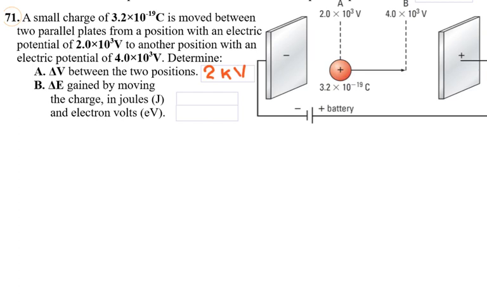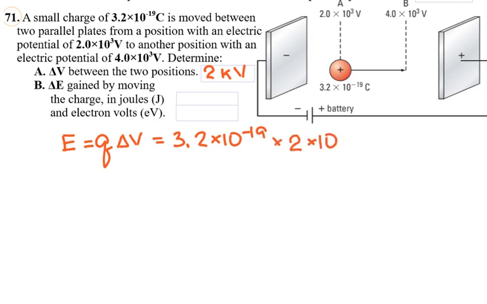And then the energy gained by moving the charge, in joules. So if I want to calculate the energy or the work, that is equal to the charge times the change of the potential difference, and the charge is 3.2 times 10 to the negative 19, and the voltage is 2 times 10 to the third. So the answer is going to be 6.4 times 10 to the negative 16 joules. So that would be the answer in joules.